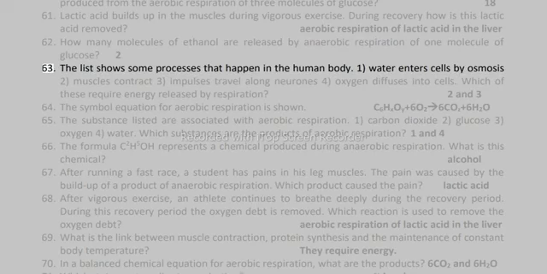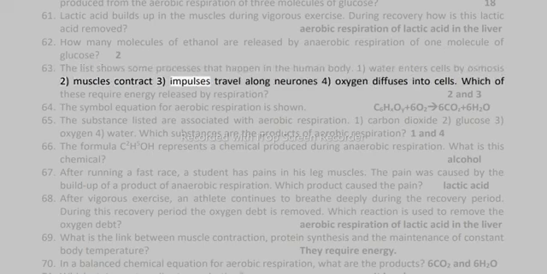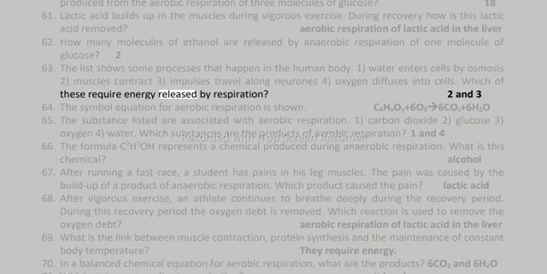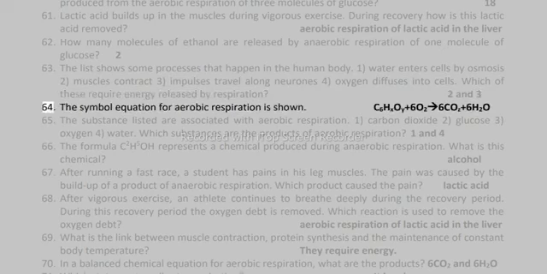63. The list shows some processes that happen in the human body. 1. Water enters cells by osmosis. 2. Muscles contract. 3. Impulses travel along neurons. 4. Oxygen diffuses into cells. Which of these require energy released by respiration? 2 and 3.